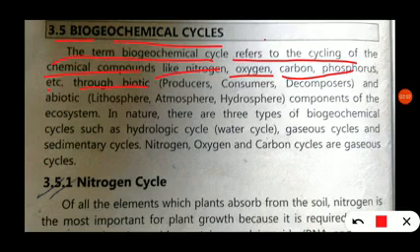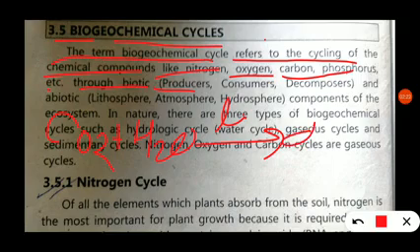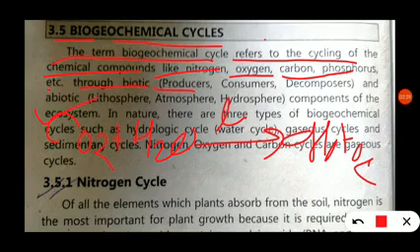component, that is the producers. Producers, you know, trap light energy and convert it into chemical energy and release oxygen. You know the photosynthesis process. In photosynthesis, CO2 plus H2O in the presence of sunlight form carbohydrate molecules and release oxygen. That means they use carbon dioxide and release oxygen during the day, and at night they use oxygen and release carbon dioxide. That means replenishment of carbon dioxide and oxygen takes place.